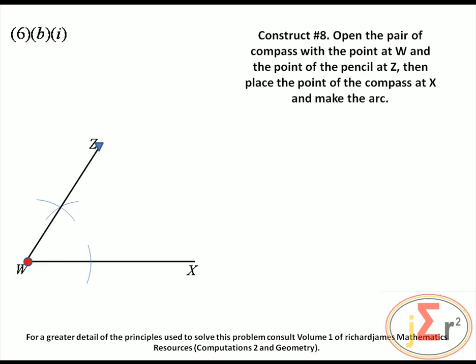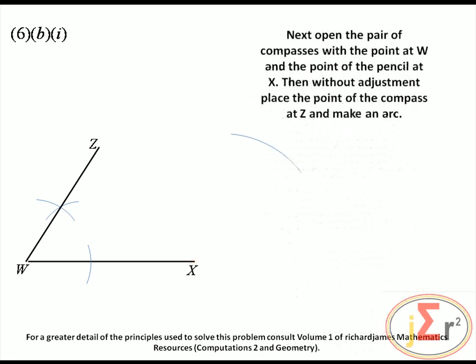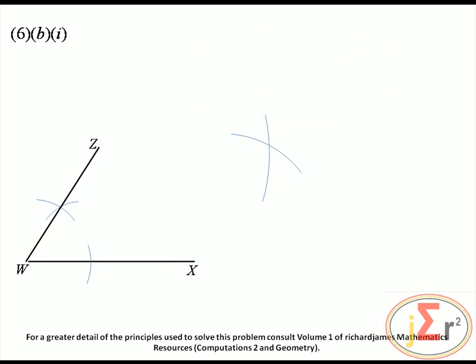After that, we will move the point of the compass to X and make an arc. We will then open the pair of compasses with the point of the compass at W and the point of the pencil at X. We will then move the point of the compass to Z and make another arc. The point of intersection of the two arcs will be Y, and of course the parallelogram may be completed.